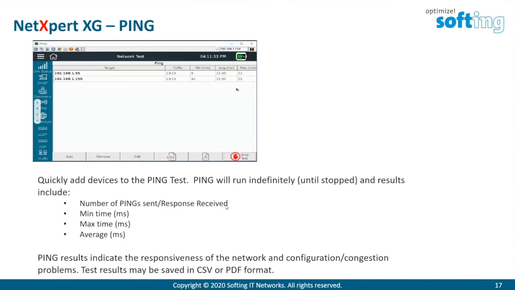So pinging. Most of us know I can always set up a ping test from my computer. That's a basic DOS command. The XG makes it really handy because you can take any of those addresses that it detected and put them into a ping table and then ping them continuously, reporting the results in real time on the screen. So you get the minimum ping response time, the maximum, and an average.